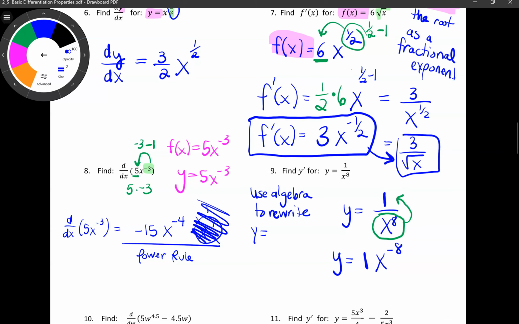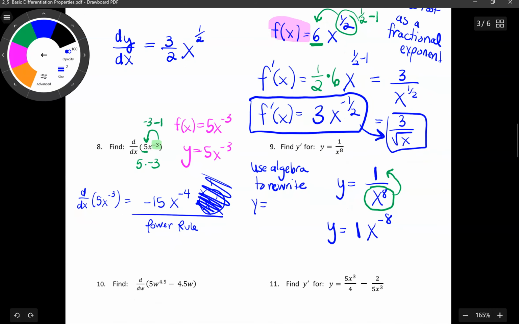So in algebra, they brainwashed you to always rewrite negative exponents to be positive. And now I'm telling you, you're going to have to take this nice, pretty positive exponent and rewrite it to be a negative exponent to make it fit the power rule. But once you do that, then you just take the derivative, right?